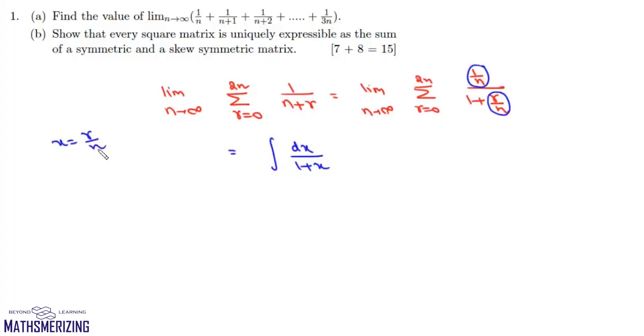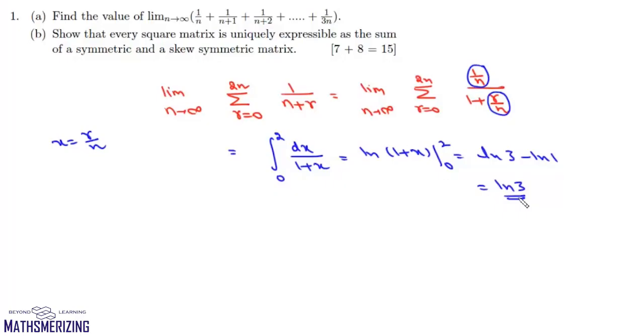Now when r is 0, x is 0, so lower limit is 0, and when r is 2n, value of x is 2. Now this is nothing but log 1 plus x from 0 to 2, which is nothing but log 3 minus log 1, and log 1 is 0. So answer to this limit is simply log 3.